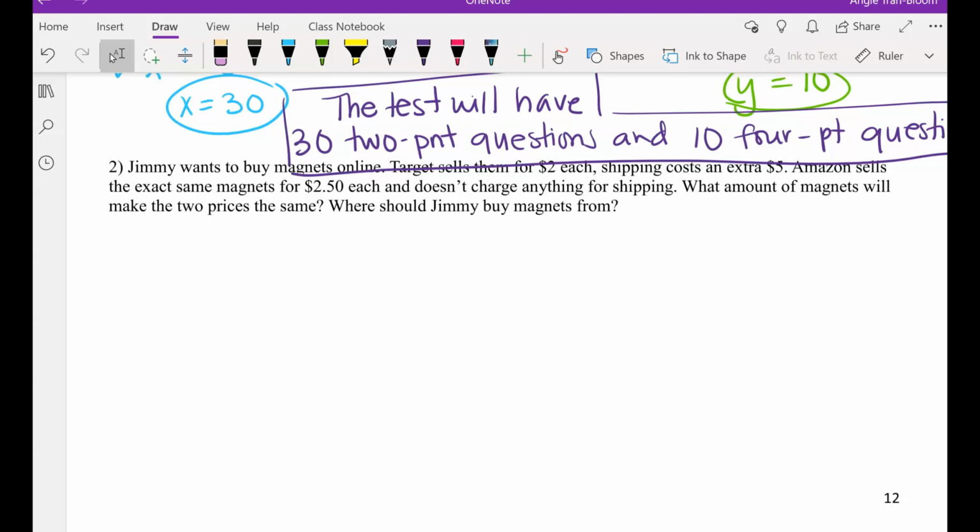Jamie wants to buy magnets online. Target sells them for $2 each. Shipping costs an extra $5. Amazon sells the exact same magnets for $2.50 each and doesn't charge anything for shipping. What amount of magnets will make the two prices the same? Where should Jamie buy them?